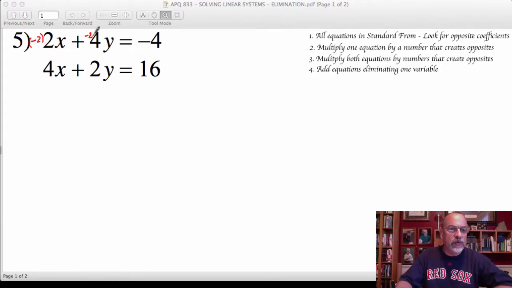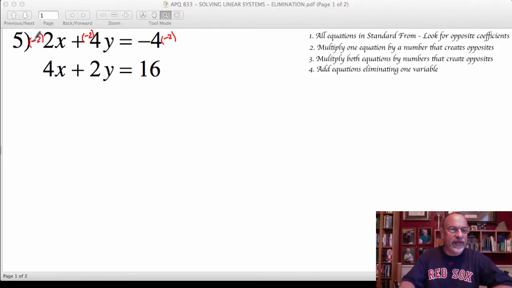And again, the rules of algebra, properties of equality, say it's okay as long as I multiply every term in the equation by that same number. Again, we're not going to need to move the second equation because we're just going to line up the new equation underneath that one. So we'll go ahead and multiply these out and write that down.